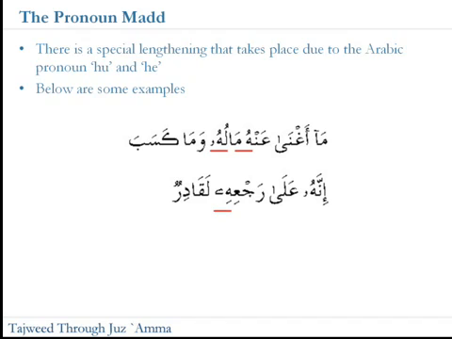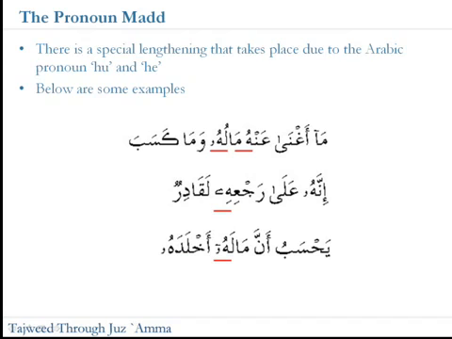Here's another case. So we've got raja'ihi, and the he, which is the pronoun, is being lengthened to 2, and the small symbol, which some people call a ya symbol, is indicating that the pronoun is being elongated to too long, so it's known as the pronoun mad.